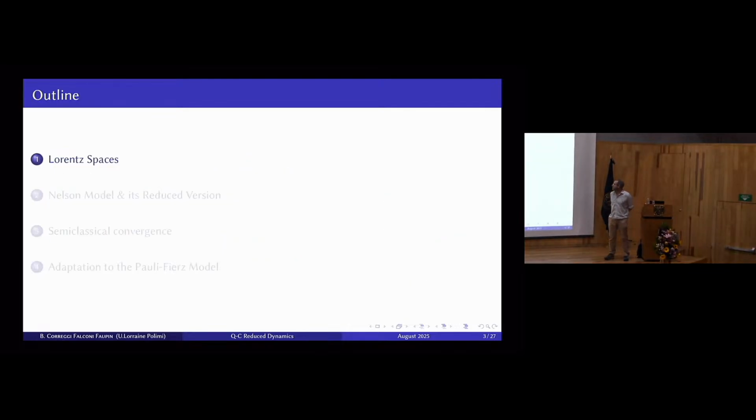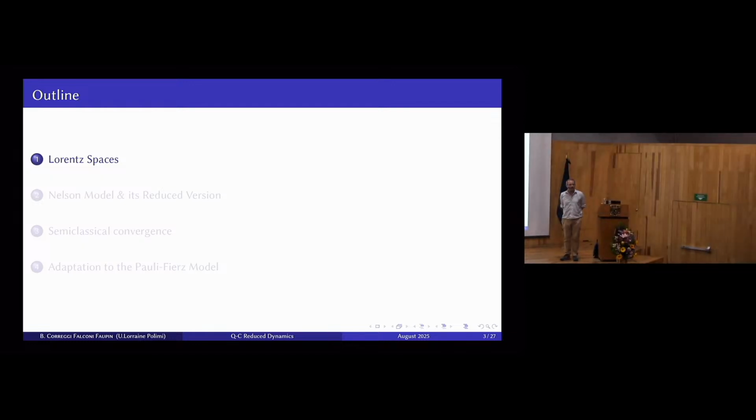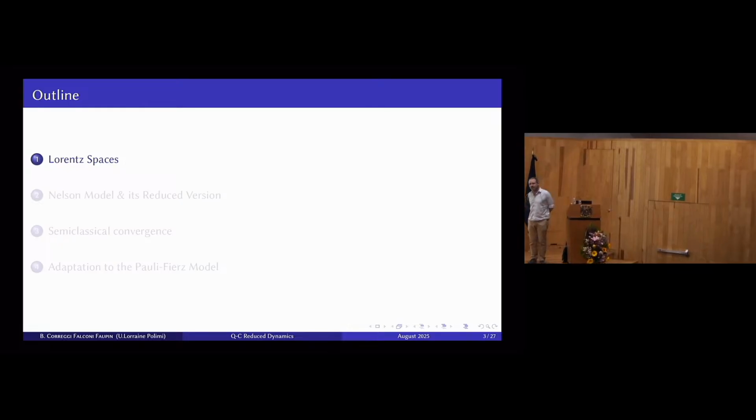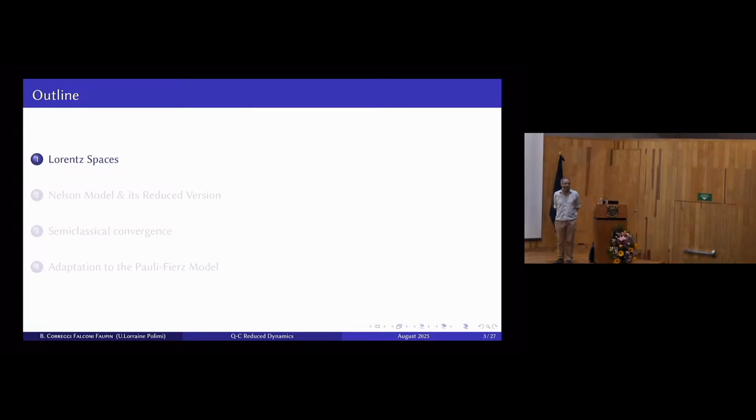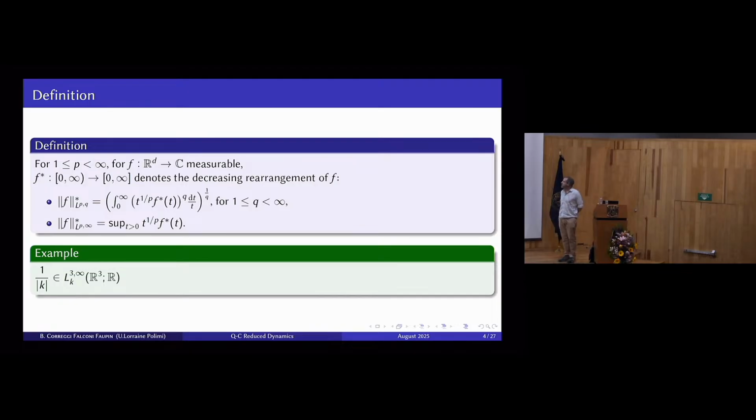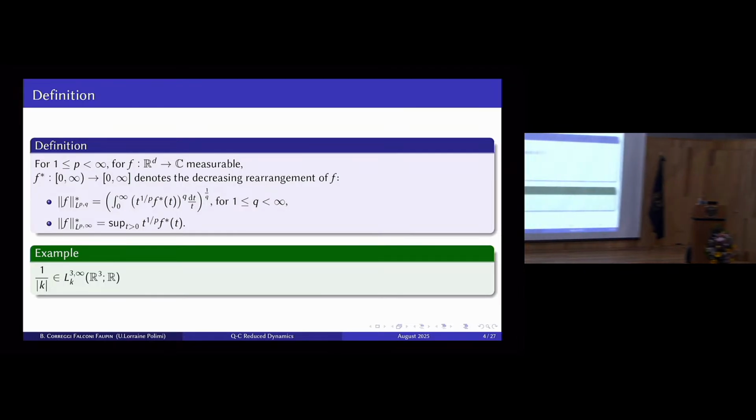So before we go to the real problem, I'd like to speak a little bit about some spaces called Lorentz spaces, which generalize the Lebesgue spaces and also generalize the weak Lebesgue spaces. Here is the definition. You consider a measurable function on R^d with values in C, and a number between 1 and infinity. You also consider the decreasing rearrangement of the function f. I will not give a precise definition, but it's actually a quite intuitive object.